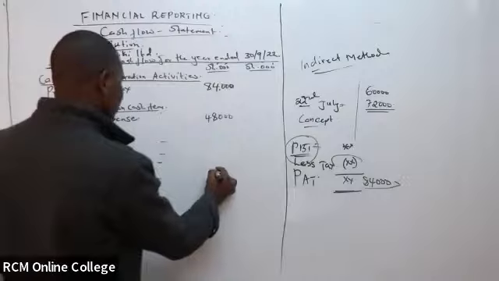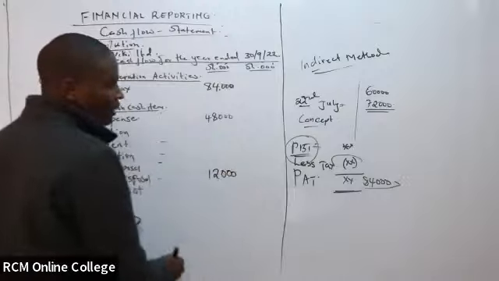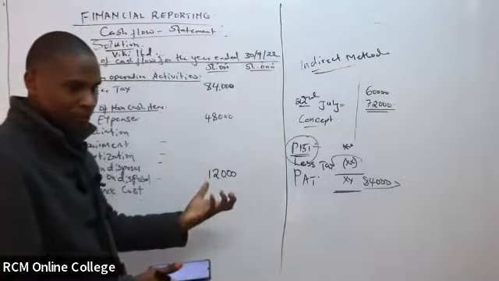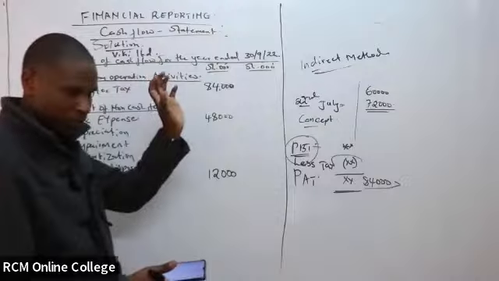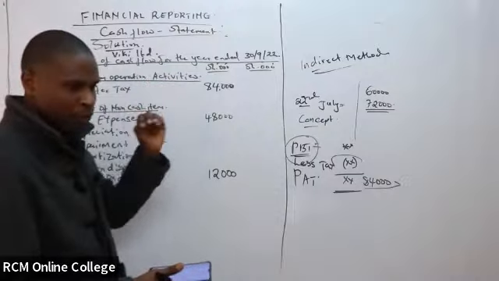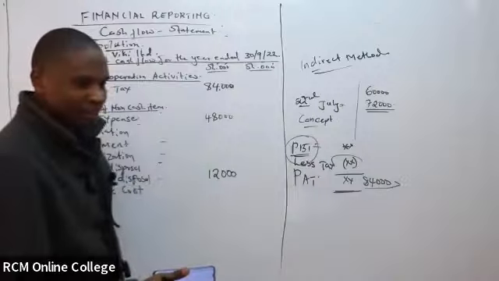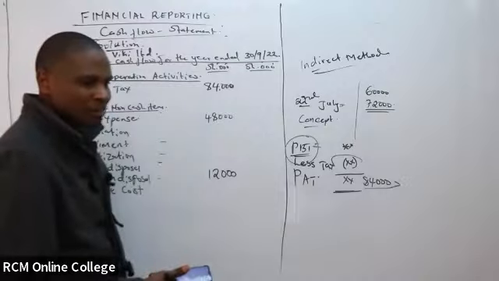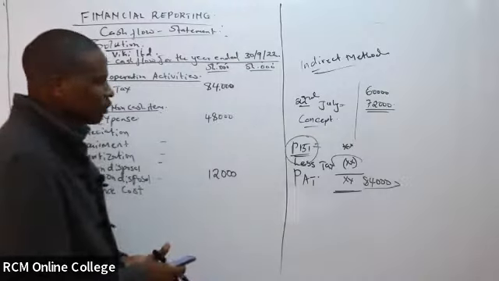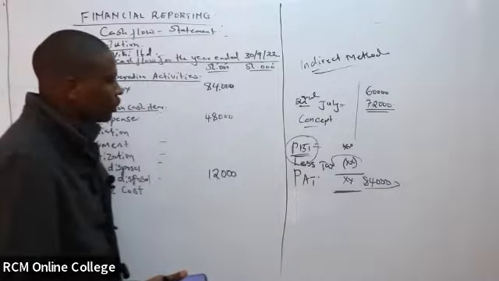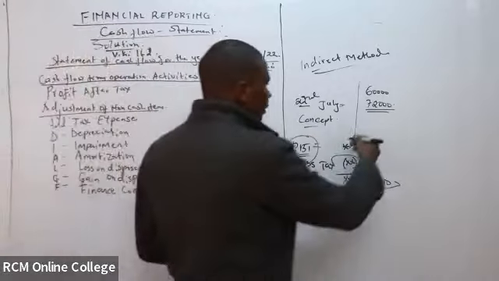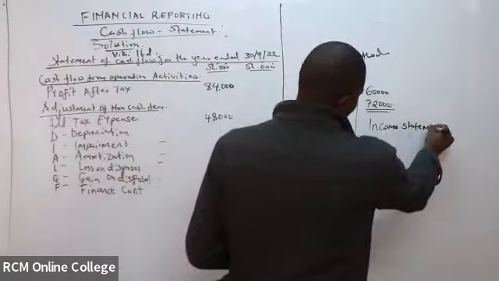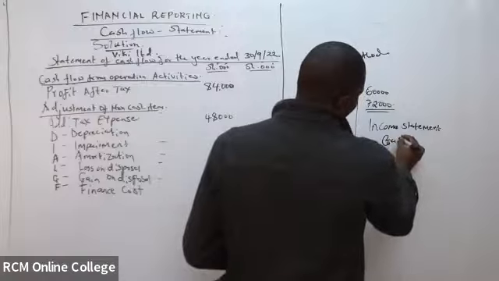What happened to the gain in the income statement? Does it increase our profit or does it reduce it? It usually increases our profit, right? So we're saying that in the income statement, it is added.